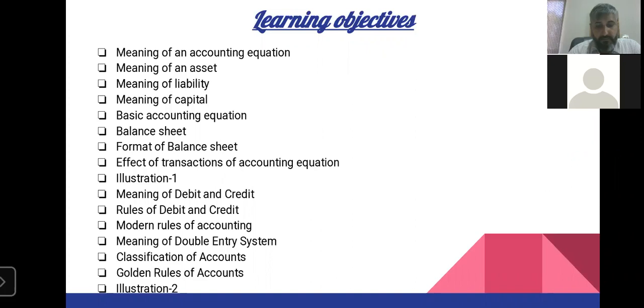Next is illustration. Next, the meaning of debit and credit. Next is the rules of debit and credit. Next, the modern rules of accounting. Then the English rules, also known as the double entry system. We will also explain the double entry system, the meaning of the double entry system, then the classification of accounts, then the golden rules, and last is illustration. So let's start.